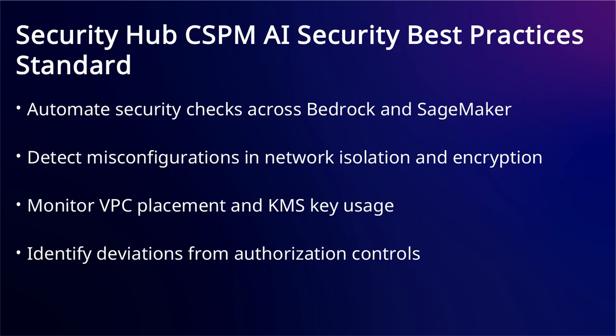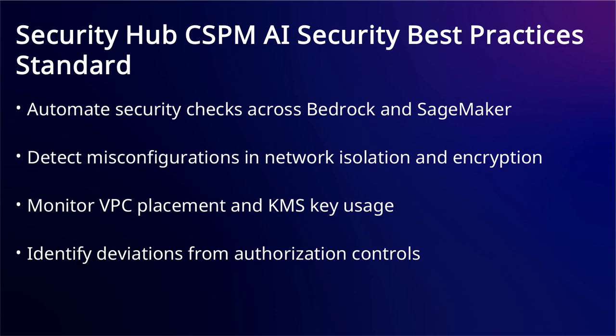As you deploy AI workloads on AWS, ensuring they follow security best practices becomes increasingly complex and time-consuming. Manual assessments and custom rule authoring do not scale across multiple services like Amazon Bedrock, Bedrock Agent Core, and SageMaker. Security Hub CSPM now provides the AI Security Best Practices standard with 31 automated controls that address this challenge. You can automate security checks across Bedrock and SageMaker resources without manual intervention.